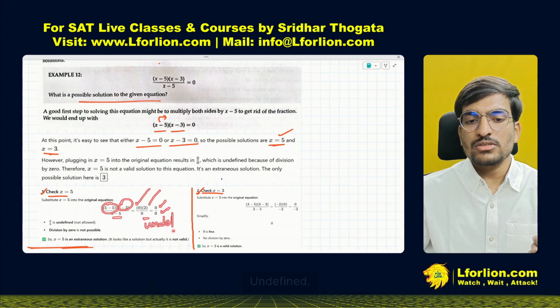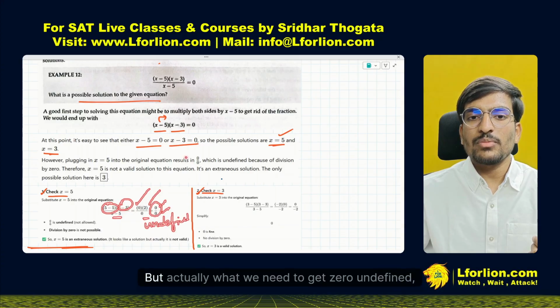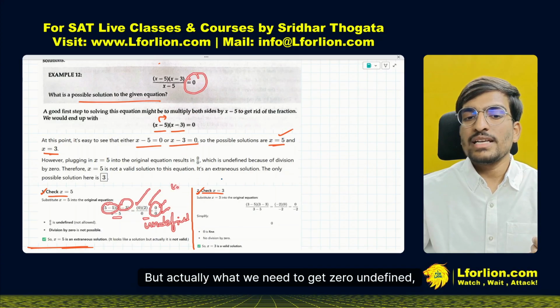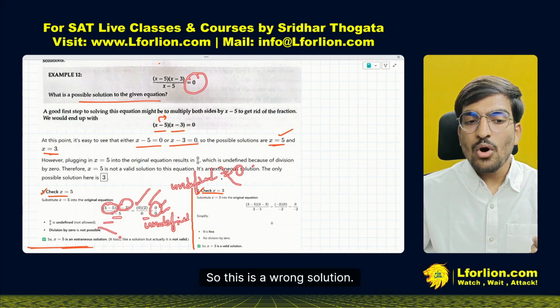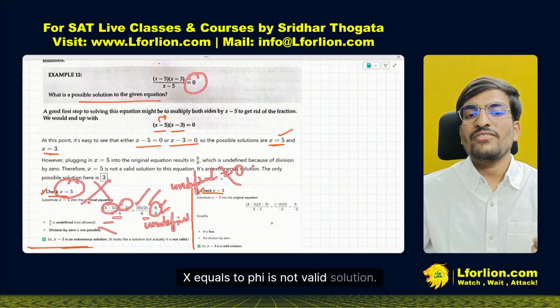What do you mean by 0 by 0? Undefined. We got undefined. But actually what we need to get is 0. An undefined value is not equal to 0. So this is a wrong solution. x equals 5 is not a valid solution.